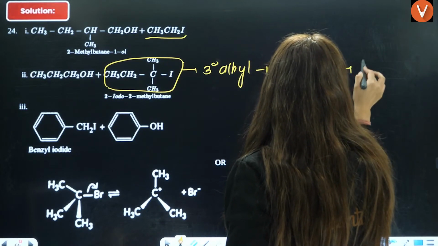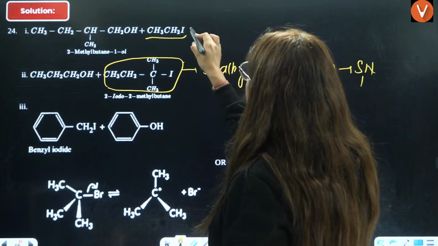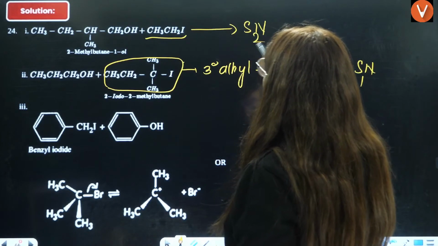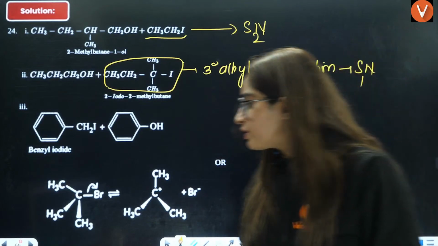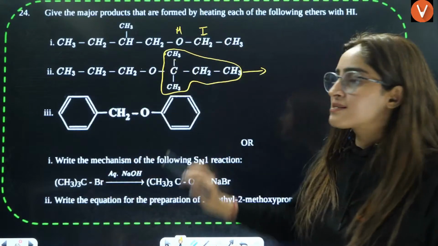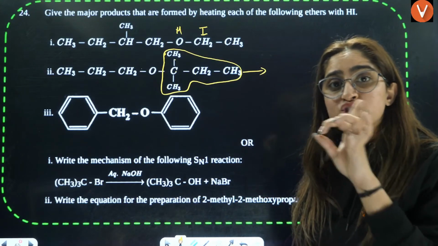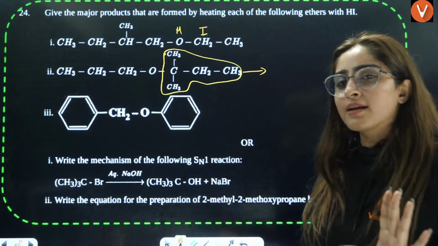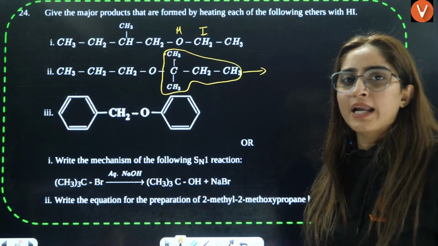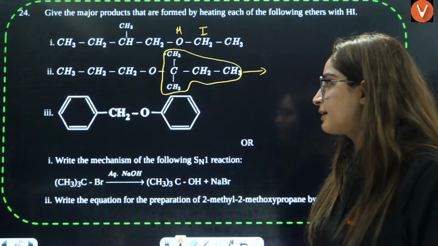Can you tell me why? Because it is following the SN1 mechanism. Here this is following the SN2 mechanism. Understood? Here it is following SN2 because here no chain is 3 degree. When one chain is 3 degree, it is SN1, carbocation formation, and that will be the alkyl halide.